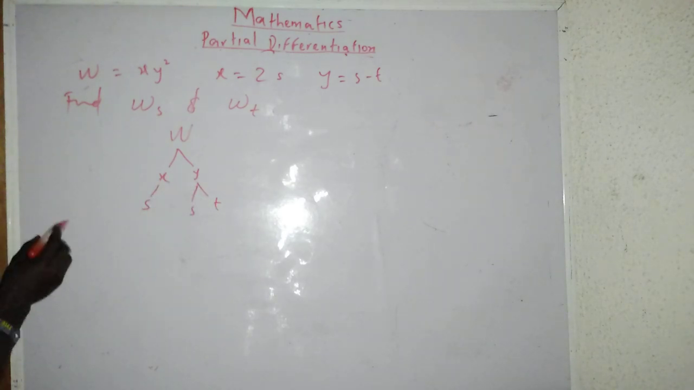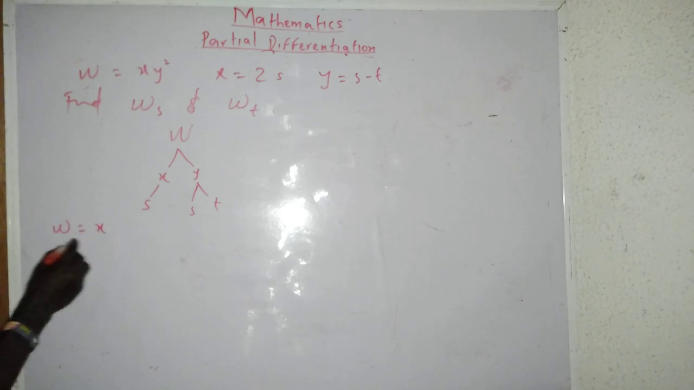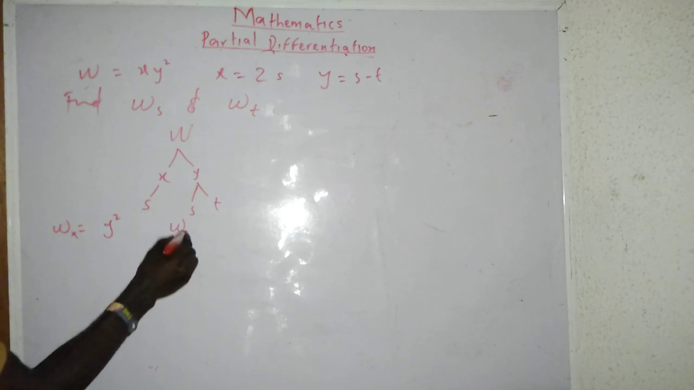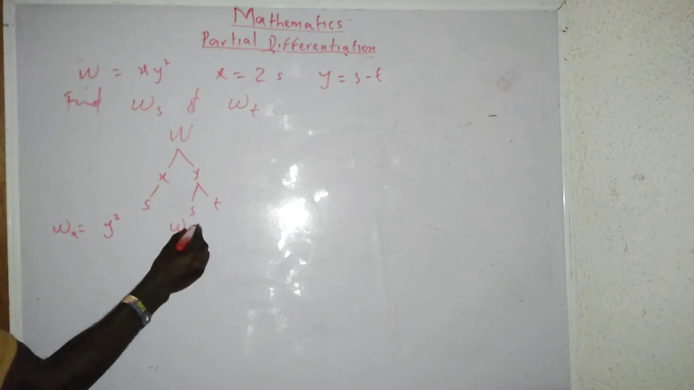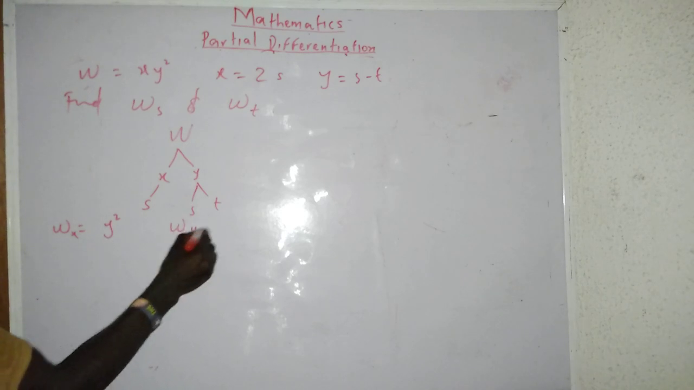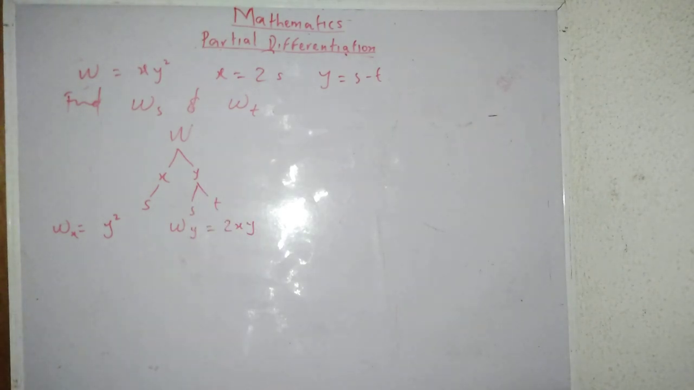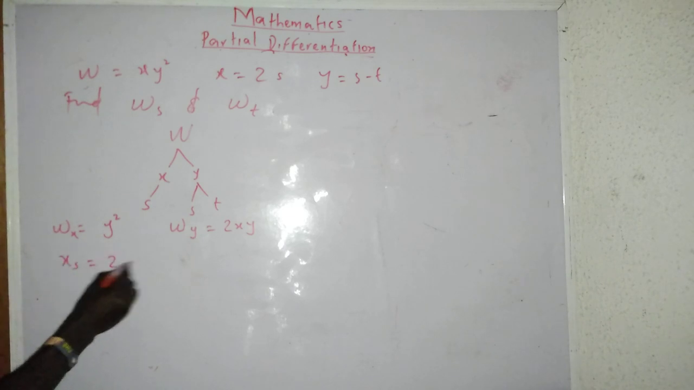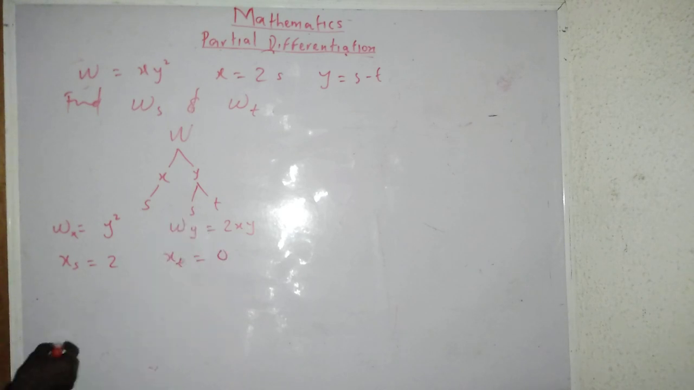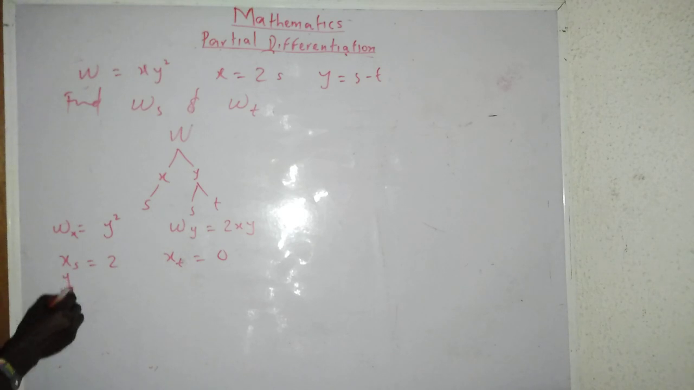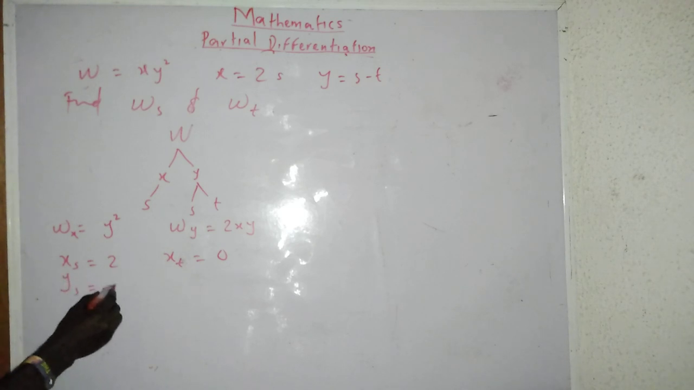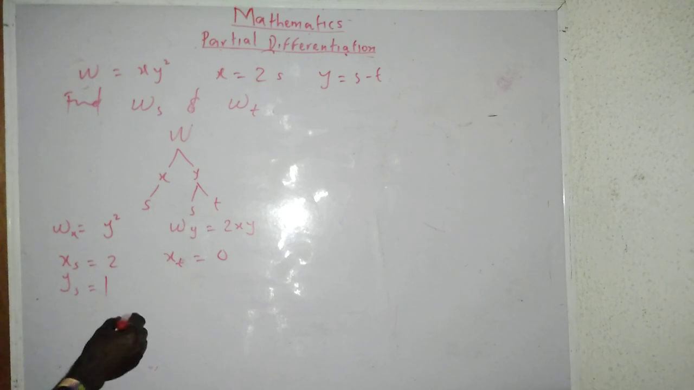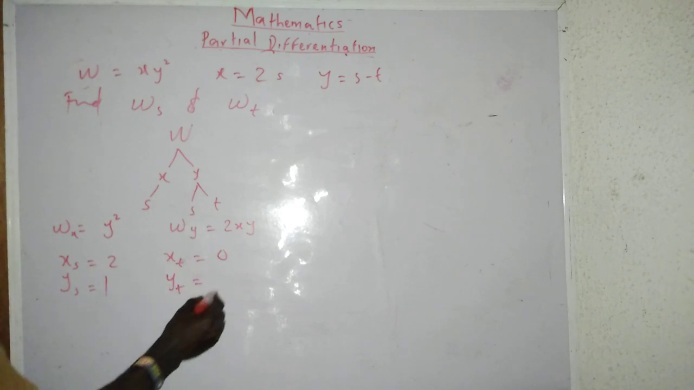And it means if I should, I will have my u of x, it will be what? y squared. u of y, it will be 2xy. Which I will also say that x of s, it will be 2, and x of t, it will be 0. And also, y of s, it will be minus t. y of s, it will be 1, sorry. y of t, it will be minus 1.